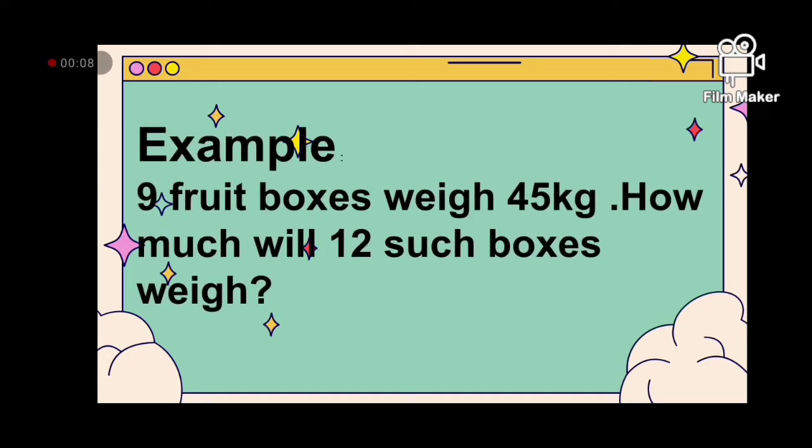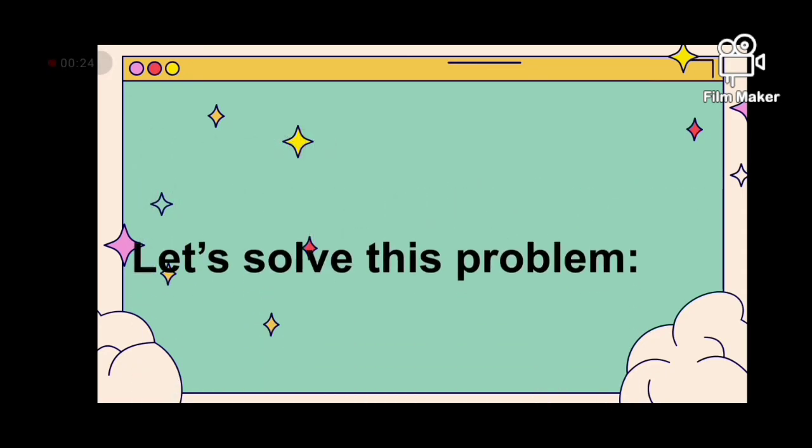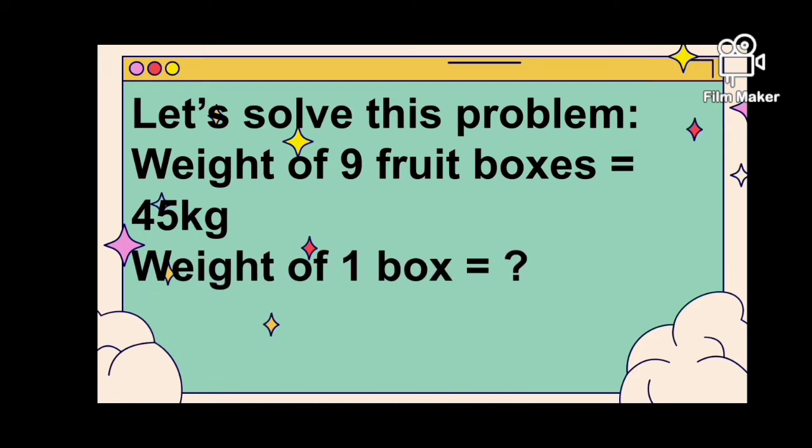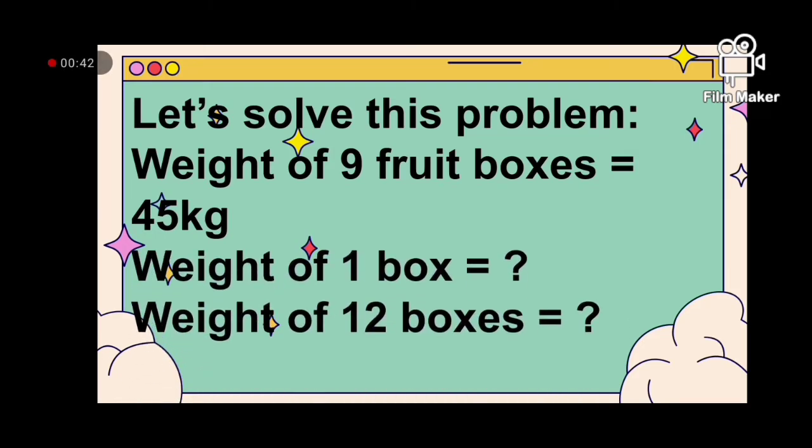9 fruit boxes weigh 45 kg. How much will 12 such boxes weigh? We have to find the weight of 12 boxes when the weight of 9 boxes is 45 kg. First, the weight of 9 fruit boxes is equal to 45 kg. According to the unitary method, first we will find the value of the unit item. So we will find the weight of 1 box, then we will find the weight of 12 boxes.